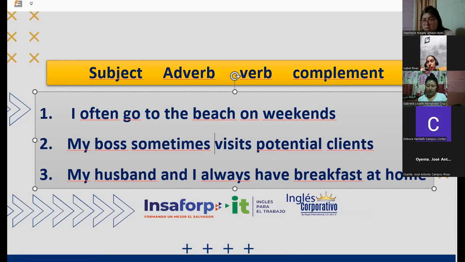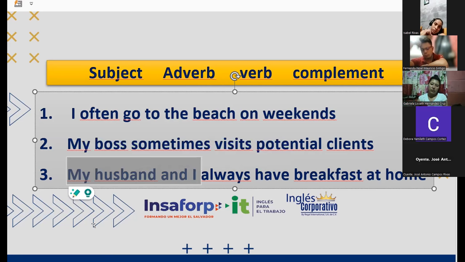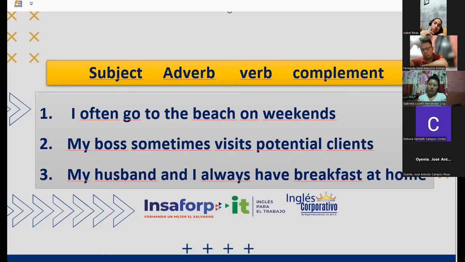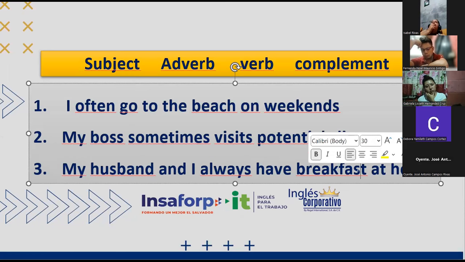Vamos a ver. Number three, it says, my husband and I always have breakfast at home. El sujeto somos los dos, ¿verdad? My husband and I. Después de esto, always, antes del verbo, have, ¿verdad? Ok. Pero con el verbo be, tenemos una diferencia. Con el verbo be, tengo que poner el verbo be antes del adverbio. Déjenme llegar ahí. Sí es.